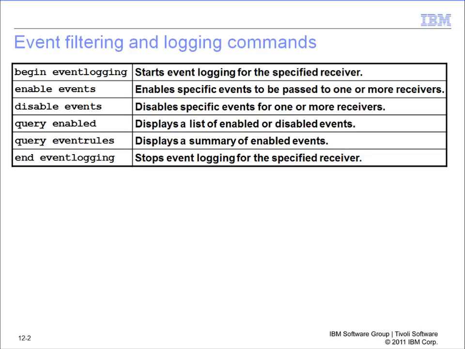This is a list of some of the commands you can use for filtering and logging your events. Begin event logging starts event logging for a specific receiver. Enable events, disable events, enables or disables specific events to be passed to one or more receivers. Query enabled, list of all enabled or disabled events. Query event rules, displays a summary of enabled events. And end event logging stops the logging for the specific receiver. Refer to your administrator's reference guide for details on these commands.